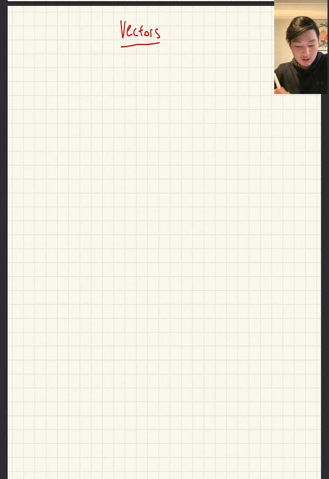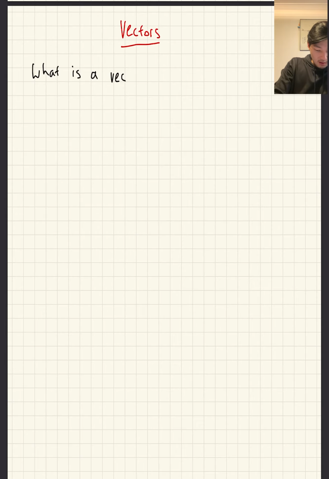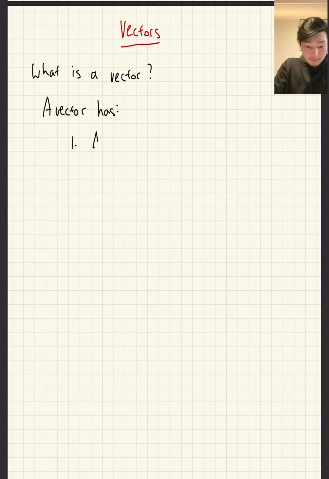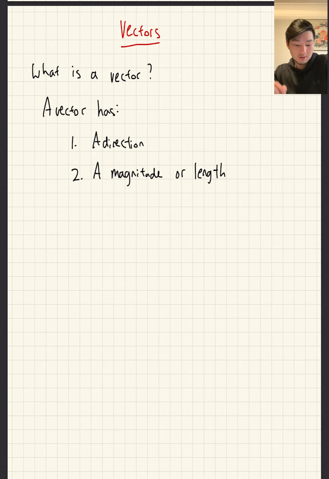Okay, so vectors. The very first question we're going to ask is, what is a vector? We can describe any vector with only two things. A vector has one, a direction, and two, a magnitude, or length, which might make a bit more sense to most people.